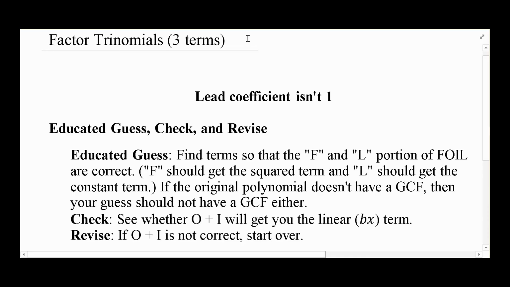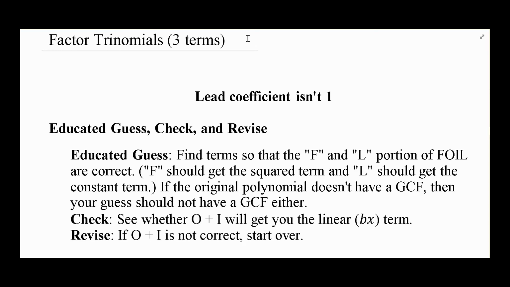Let's continue our discussion of factoring. So we've already said that we're going to start off by factoring out a greatest common factor first and then count the number of terms. When there were 2 terms, we used one of the special formulas: difference of squares, difference of cubes, sum of cubes. When there are 4 terms, that's when we did factor by grouping. And now we're going to talk about 3 terms.